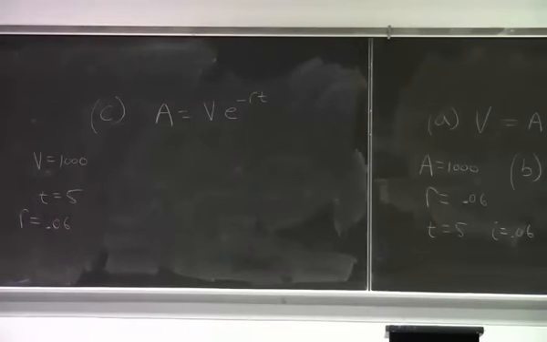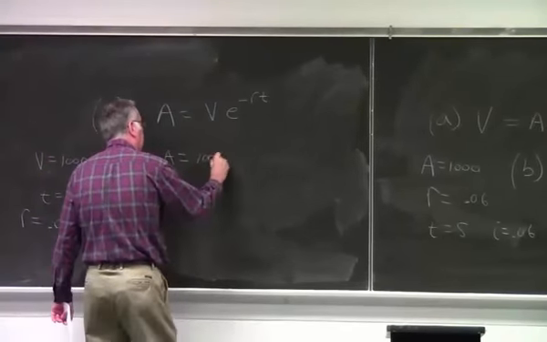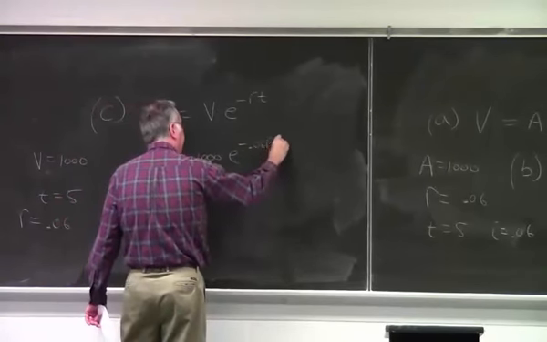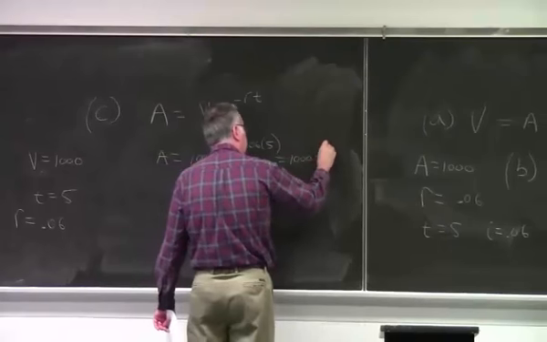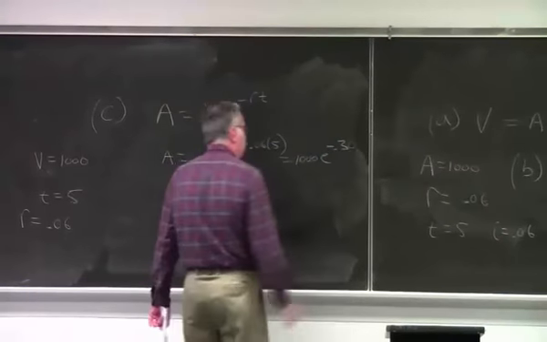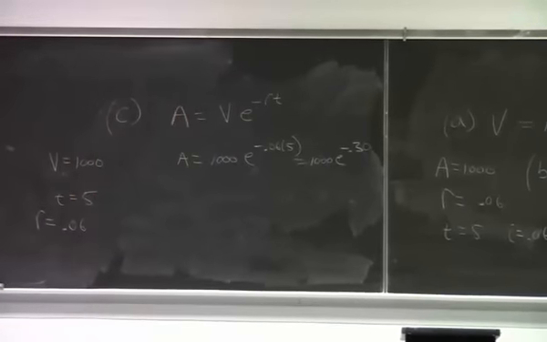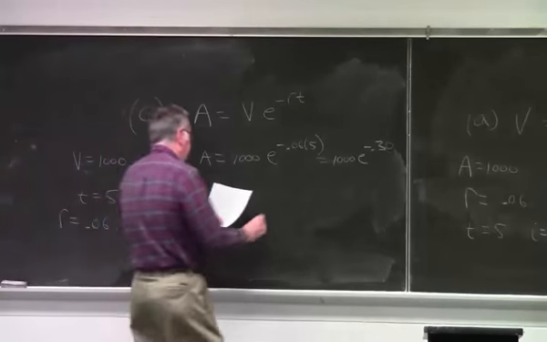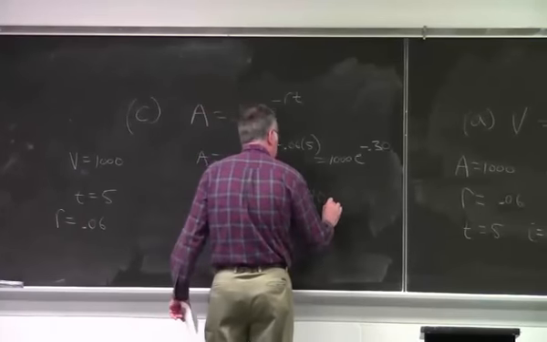So now you just plug in, and you get A, which is what you want to solve for, is 1,000 times e to the minus 0.06 times 5. So it's 1,000 times e to the minus 0.3. Calculating e to the minus 0.3 power, you get, to the nearest penny, $740.82.